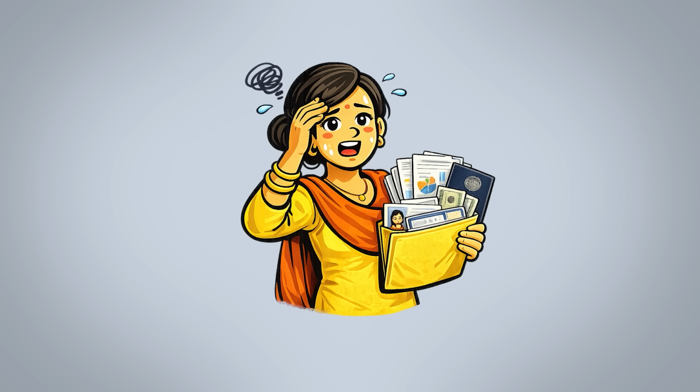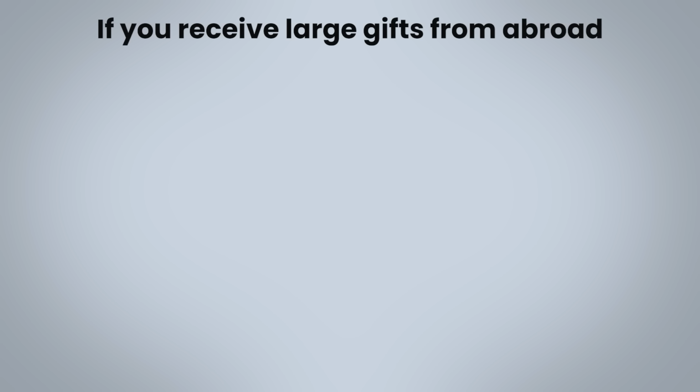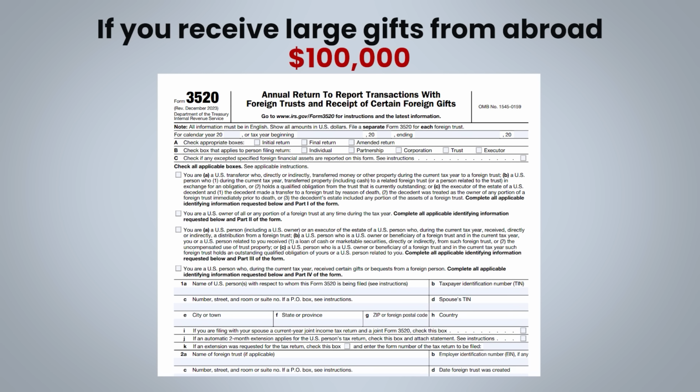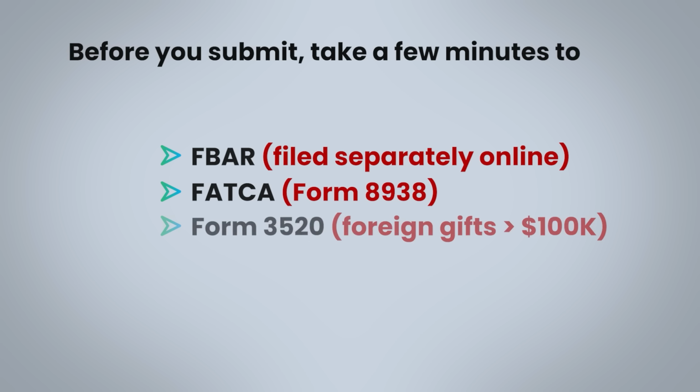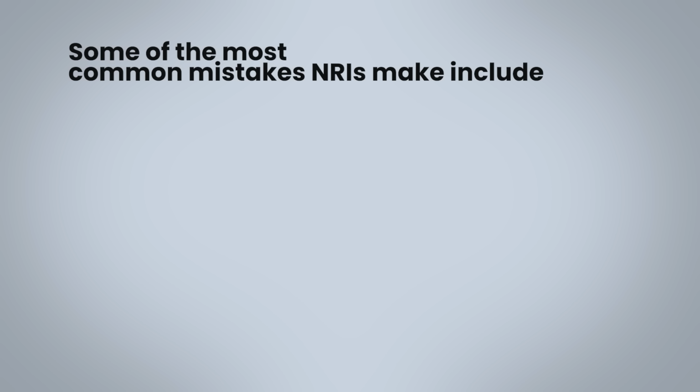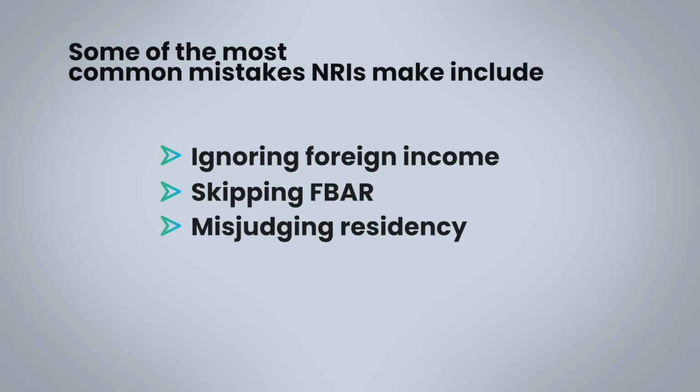Extra forms to watch. There are also a few additional forms that NRIs often miss. We already talked about FBAR and FATCA, but if you receive a large gift from abroad, over $100,000, you may need to report that using Form 3520. So watch out for FBAR, FATCA, Form 3520. Missing these can trigger heavy penalties. Common mistakes. Some of the most common mistakes NRIs make include ignoring foreign income, skipping FBAR, misjudging residency, missing deadlines. These are avoidable if you follow a checklist like this one.